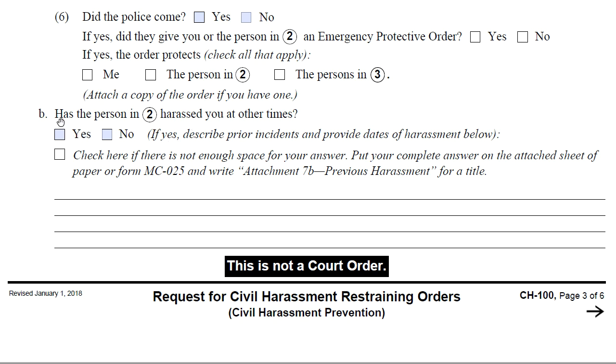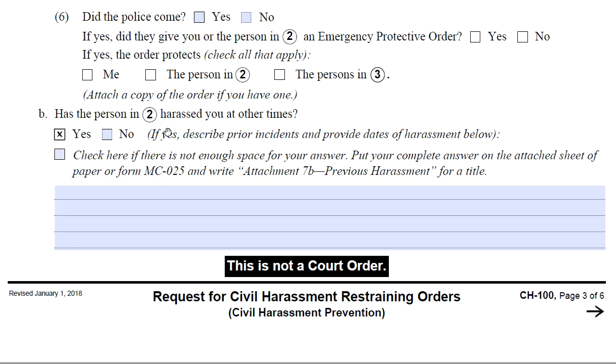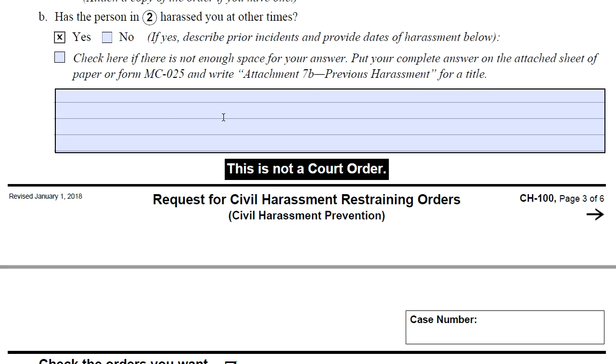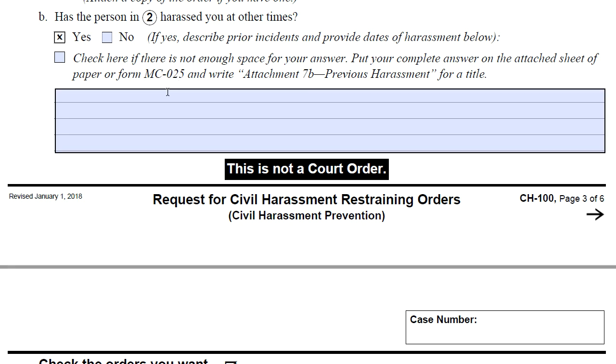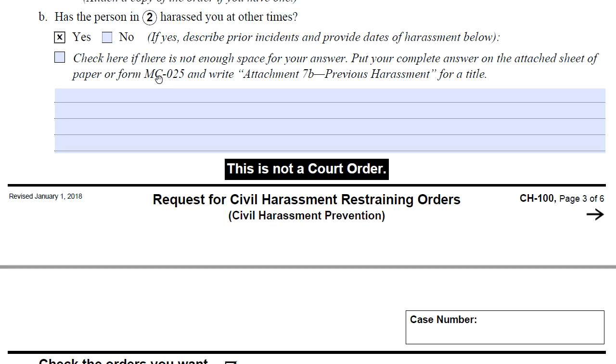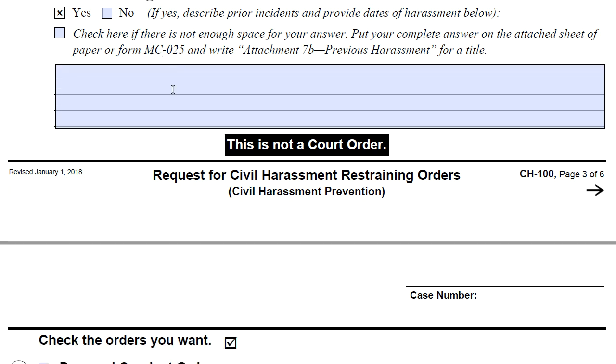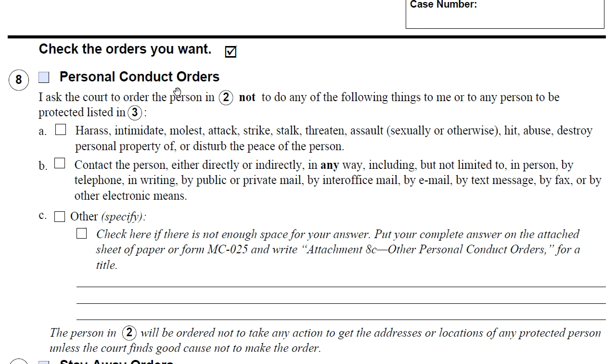Okay, then you get down to has the person harassed you at other times? So if they have, click yes and write in everything else that has happened. And again, if you need to use extra paper, do a search online for this form MC-025 and you can attach it to this request. Okay, next.